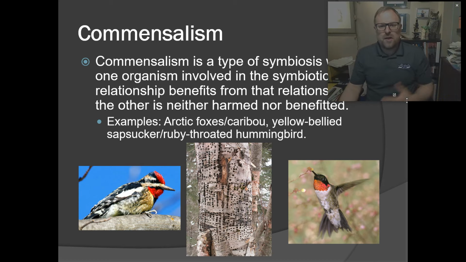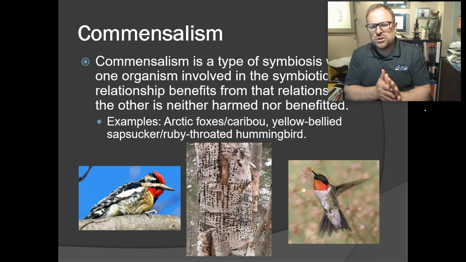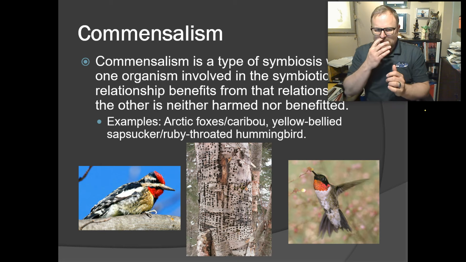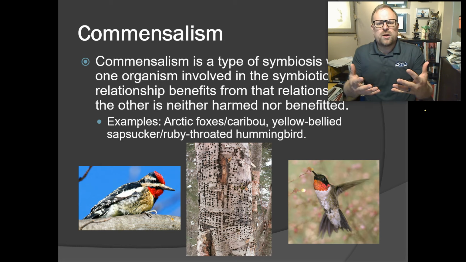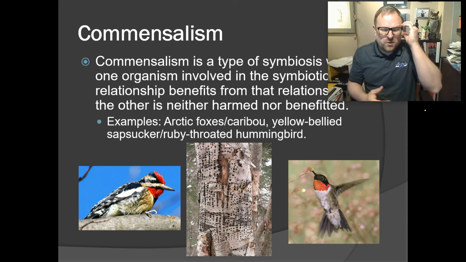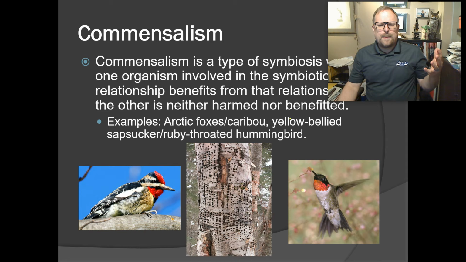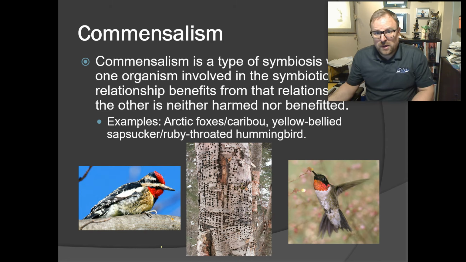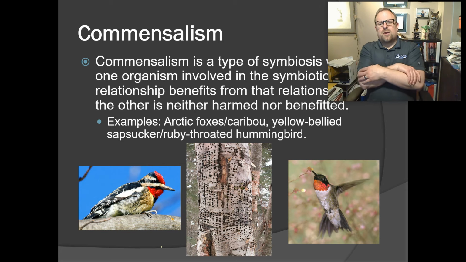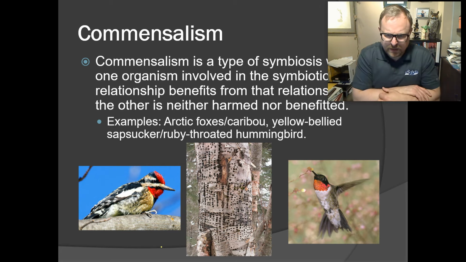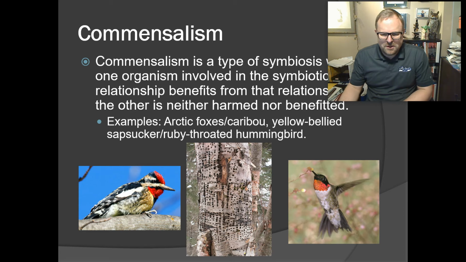Another example, or the next kind of relationship here, is commensalism. And this is a type of symbiosis where one organism benefits and the other one is neither harmed nor benefited. So it's kind of a neutral interaction, if you want to call it that. Arctic foxes and caribou are an example, but the one that I want to talk about here, which we can find here in Alberta, is between yellow-bellied sapsuckers and ruby-throated hummingbirds. And then there's actually something in between here, a tree, particularly deciduous trees, birch and aspen are the usual suspects.